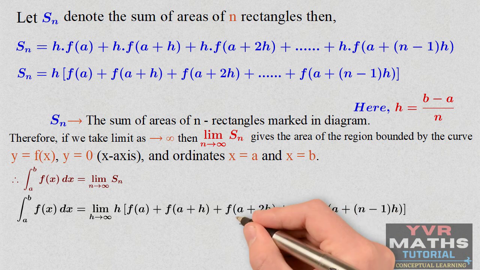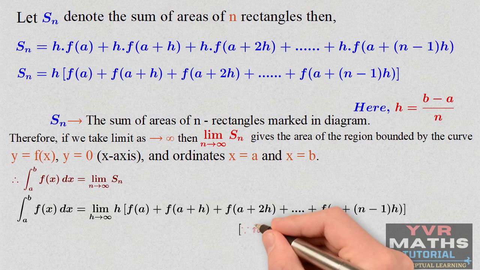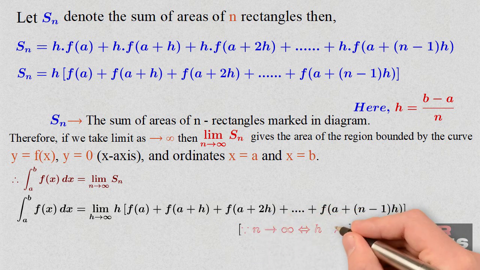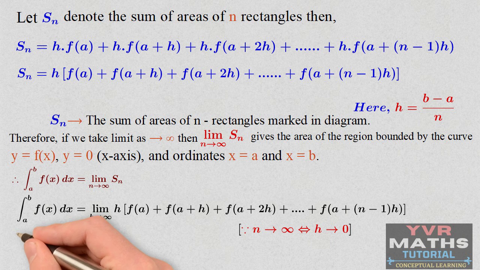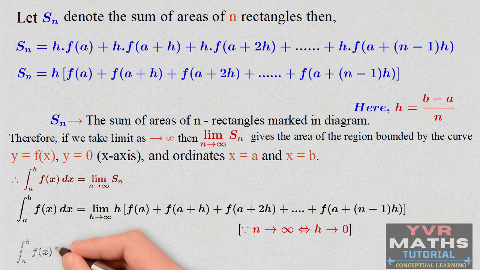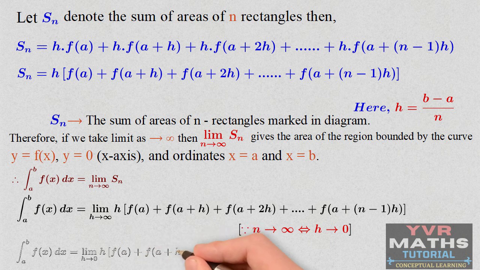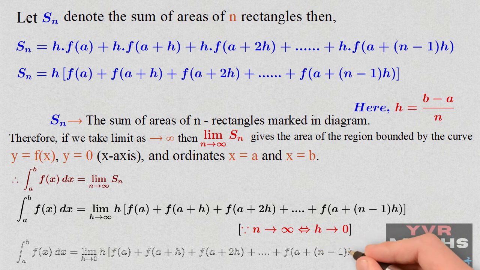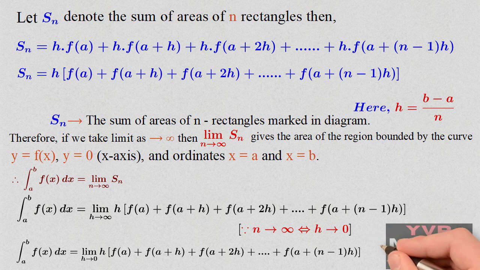So this formula can also be written in another form, because if n is tending to infinity, then the h value is tending to 0. So based on this, the above formula can be written as integral a to b f of x dx is equal to limit h tends to 0 h into [f of a plus h plus f of a plus 2h plus and so on up to f of a plus (n minus 1) into h]. What is h here? Already we discussed here, h is equal to (b minus a) by n.